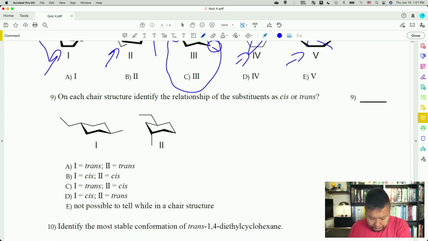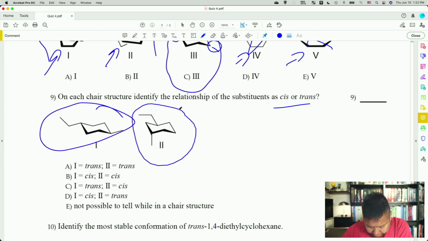Okay, so on each chair structure, identify the relationship between the substituents as cis or trans. Remember that cis means they're on the same side, and trans means they're opposite each other, right? So this is pretty obvious here. These two here are on the same side. These two here are opposite of each other. It's that easy. Don't think about it too hard.